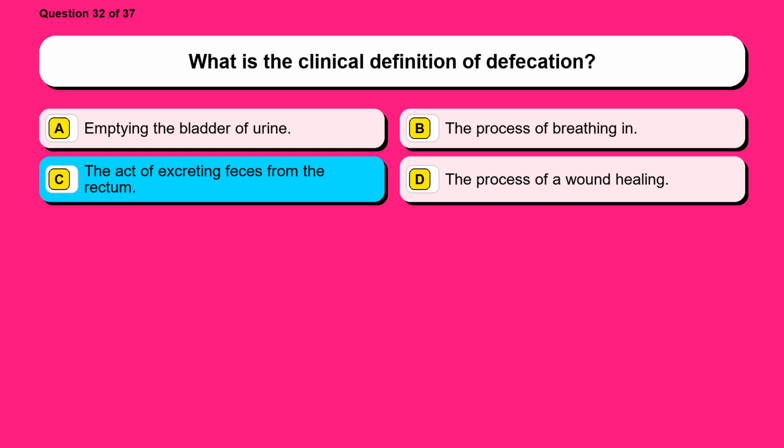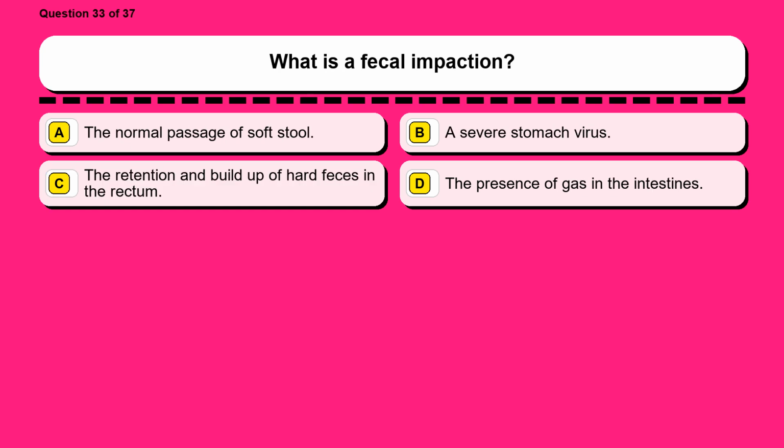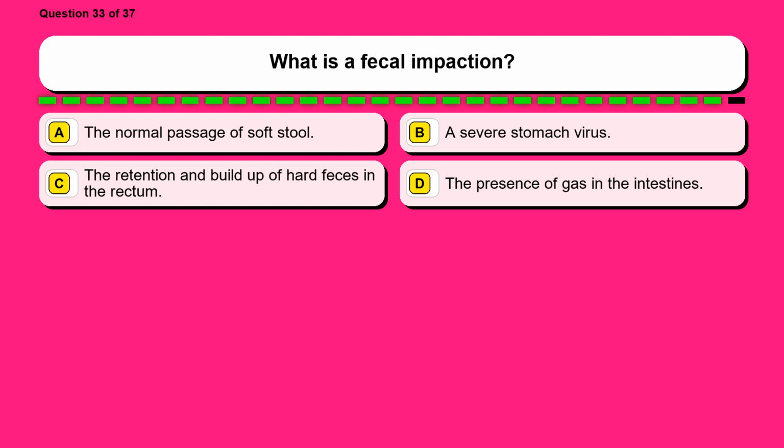The correct answer is option C. The act of excreting feces from the rectum. Defecation is the final stage of digestion where solid waste is removed from the body. Question 33. What is a fecal impaction? Option A. The normal passage of soft stool. Option B. A severe stomach virus. Option C. The retention and buildup of hard feces in the rectum. Option D. The presence of gas in the intestines.